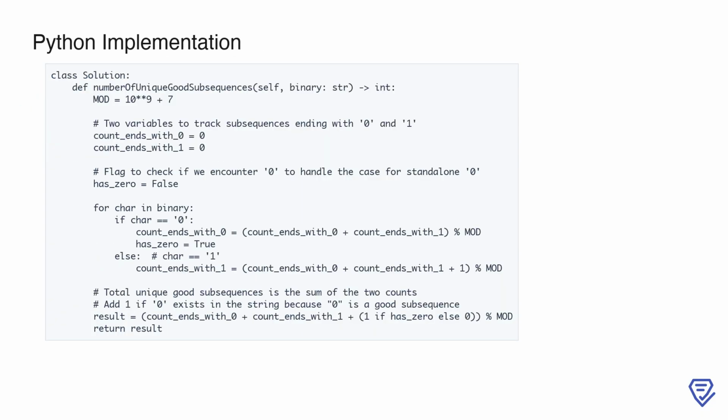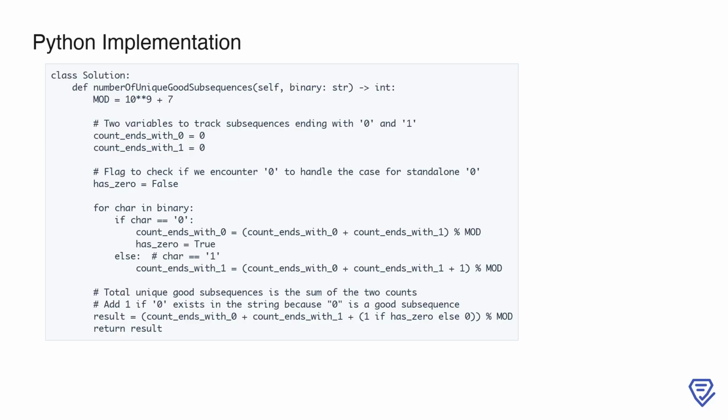This Python implementation solves the LeetCode problem Number of Unique Good Subsequences using a dynamic programming approach. Let's walk through the code step by step. 1. Initialization. We define a large constant mod equals 10^9 + 7 to handle the modulo operation, as the result can grow large.